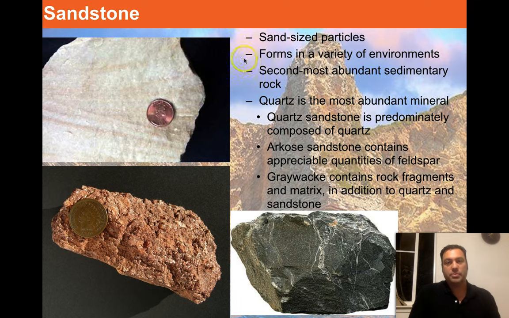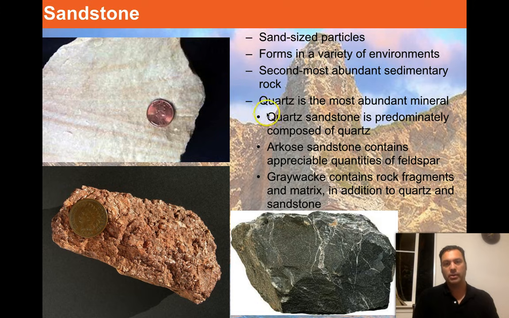Sandstone, of course, formed from sand-sized particles. Sand-sized stuff is that gritty stuff. You can see it. You can roll it around in your hand. You can use it for all kinds of things around your house, such as sanding and as grit. And it forms in a variety of environments. It forms in mountain belts. It forms on beaches. It forms in large deserts. And it's the second most abundant sedimentary rock.